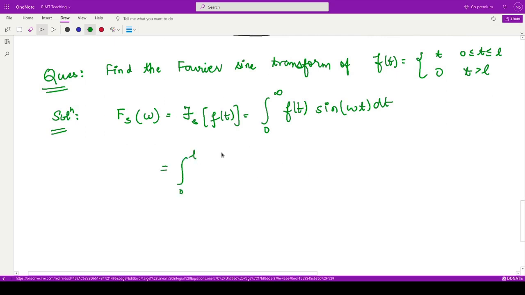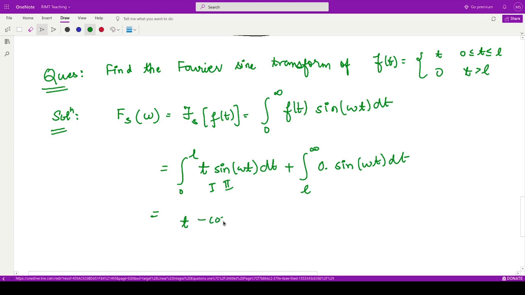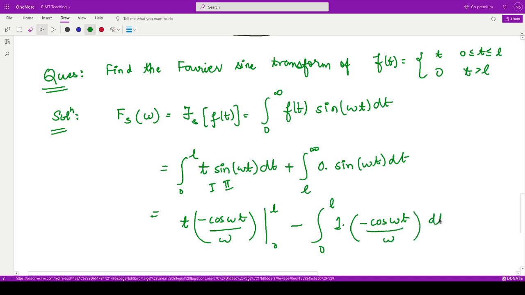From 0 to L, the function's value is t, so we have t sine omega t dt, and from L to infinity your function's value is 0, so you have 0 into sine omega t dt. So now this term would obviously be 0, so again here we can apply by parts for integrating it. So first function as such, the integration of second would be minus cos omega t divided by omega, and the limits from 0 to L, and then minus integration from 0 to L, derivative of first function would be 1, the integration of second function would be minus cos omega t divided by omega into dt.